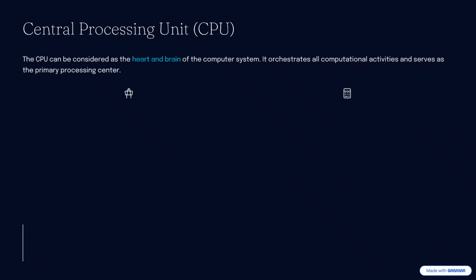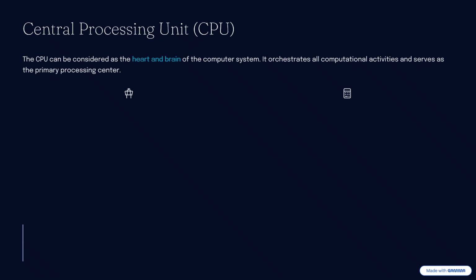Then we go to the next unit, which is the central processing unit. The central processing unit is the heart and brain of the computer system. It supervises all the components of the computer system. It has two functional units. One is a control unit. The other is an arithmetic and logic unit.